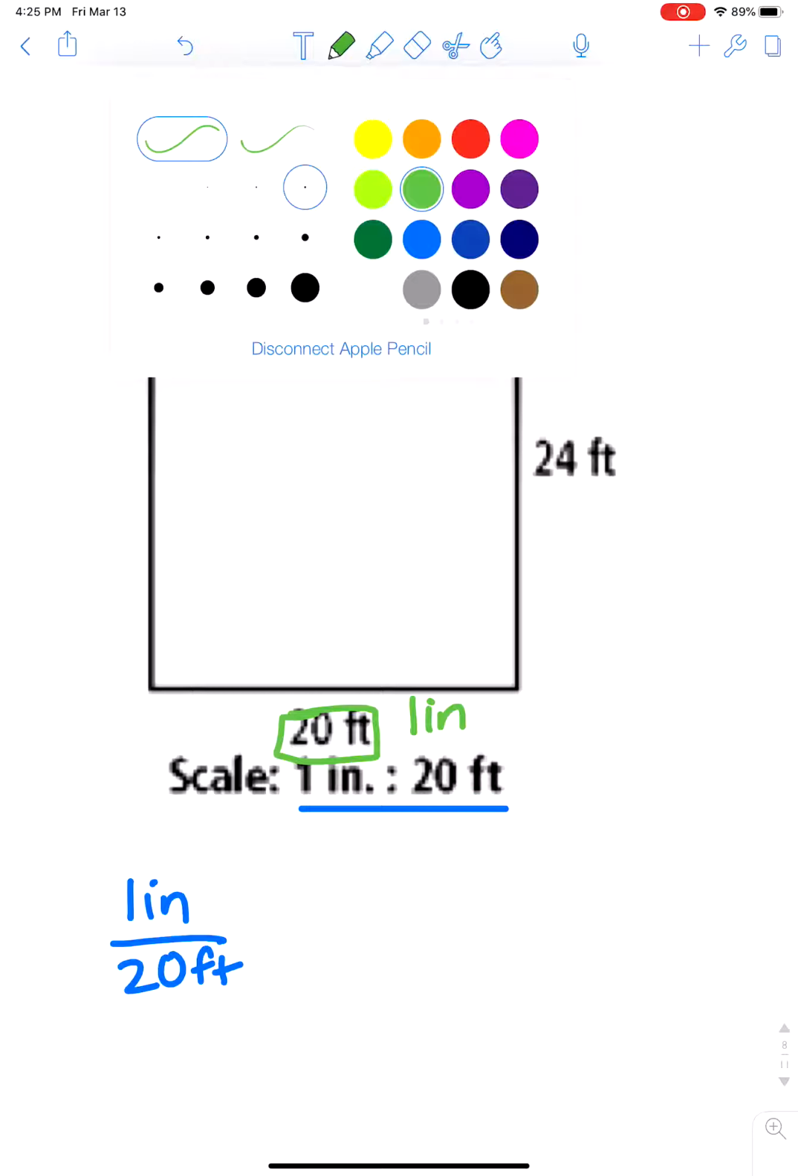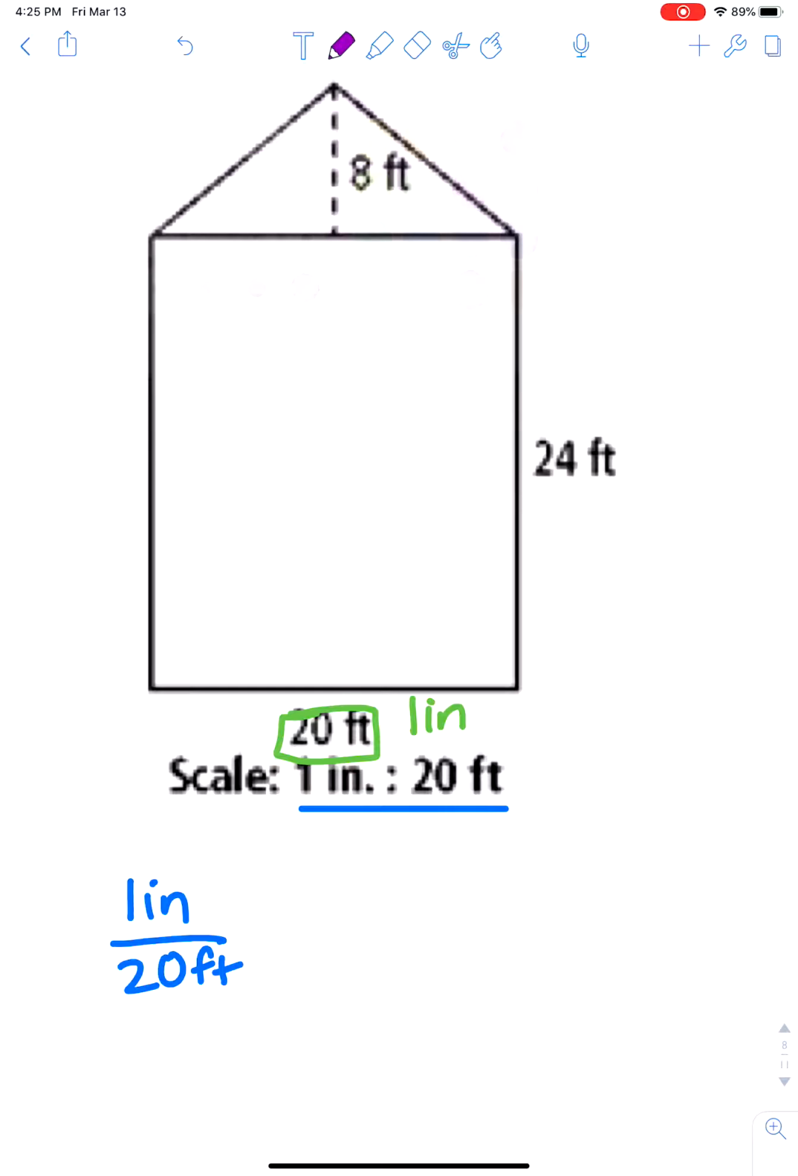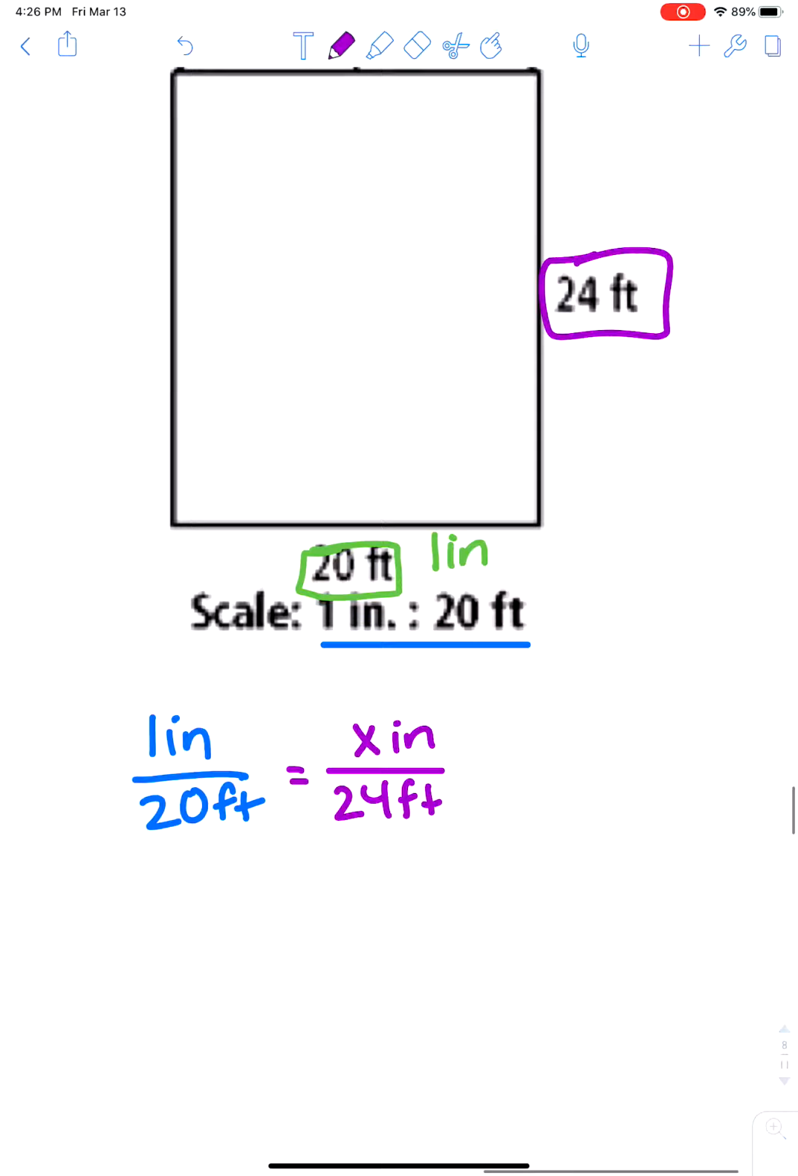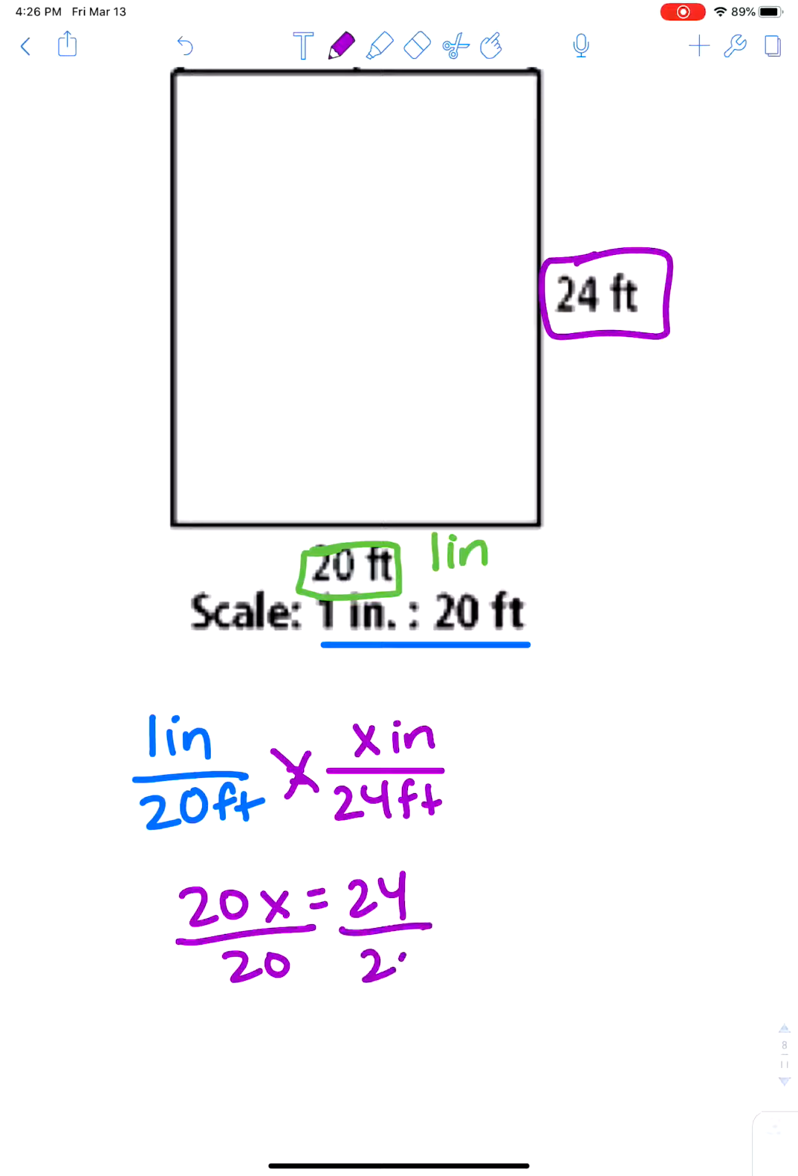The other ones aren't as easy. We can see this purple one. 1 inch is 20 feet. So 24 feet would be equal to x inches. And I can cross multiply. I get 20x equals 24, divide by 20, and that should be 1.2 inches. So this will be 1.2 inches on the drawing.